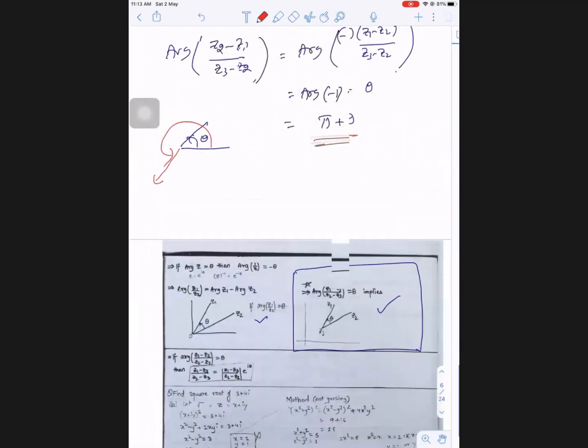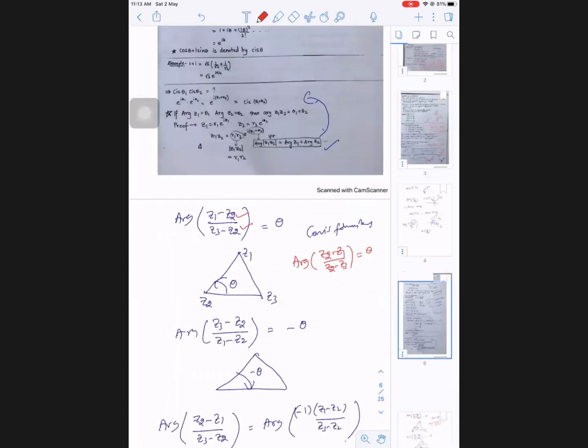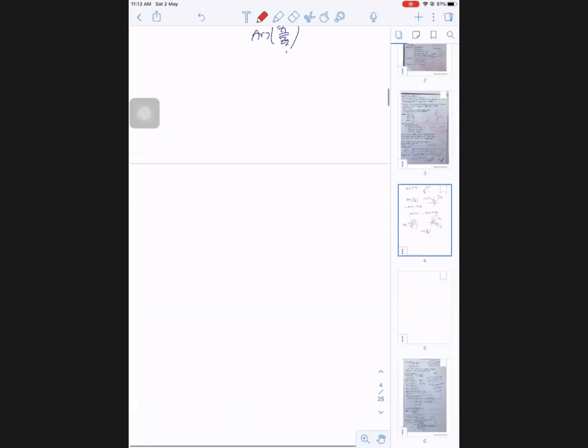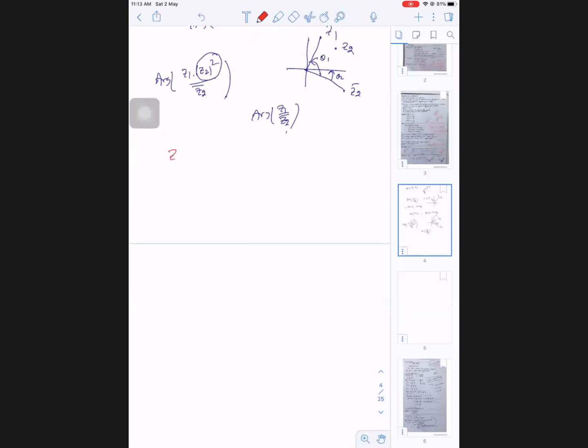For example, we know one result in an equilateral triangle. What is that result? If Z1, Z2, Z3 are vertices of a triangle, then Z1 square plus Z2 square plus Z3 square equal to Z1 Z2 plus Z2 Z3 plus Z3 Z1. This result I want to prove.